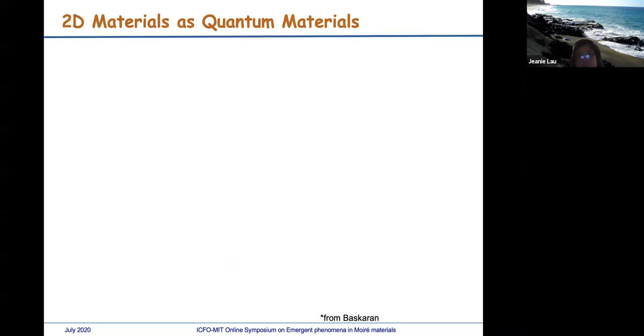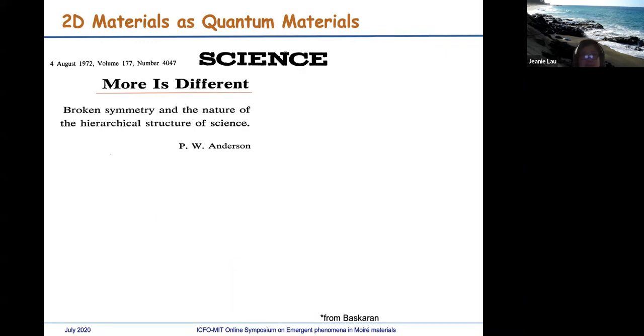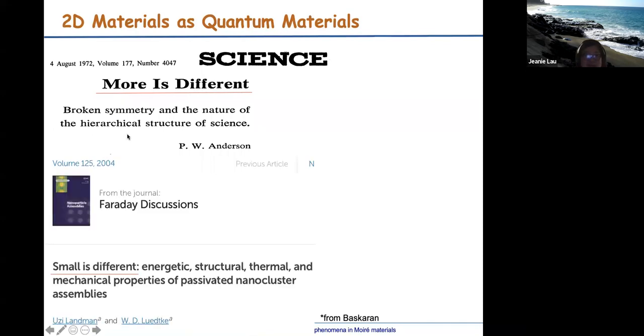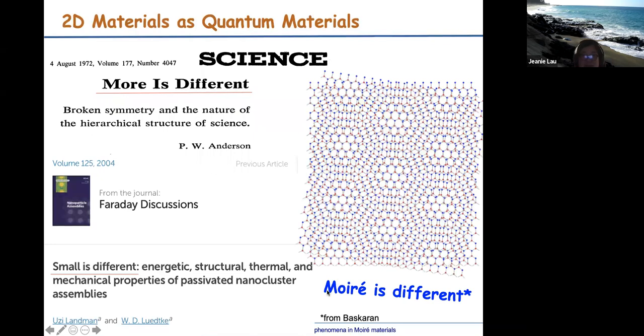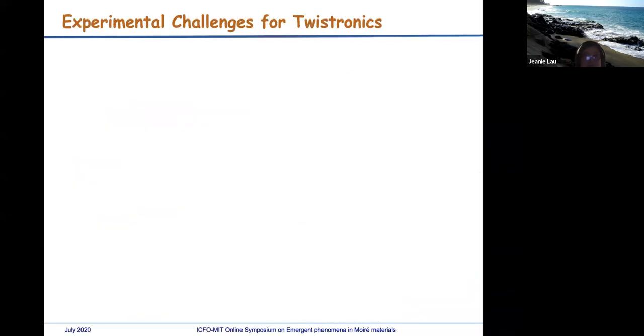So I'm just saying that 2D materials are great. We know that from Phil Anderson, who said almost 50 years ago that more is different. And later we know that small is different, and now Bhaskar and Khan showed that Moiré is also different. 2D materials have all of this, so that's great, and that's why we have this symposium, right?